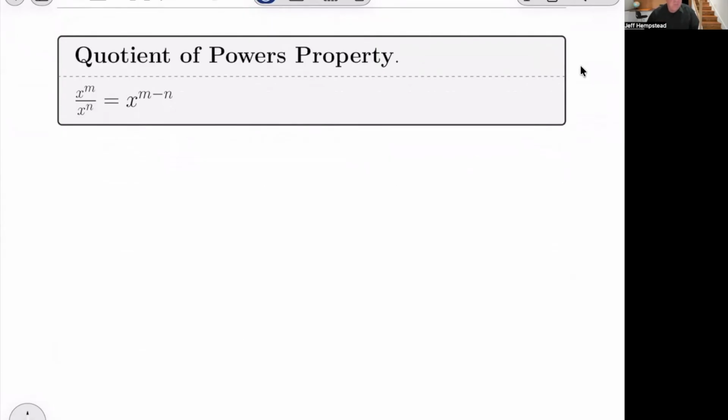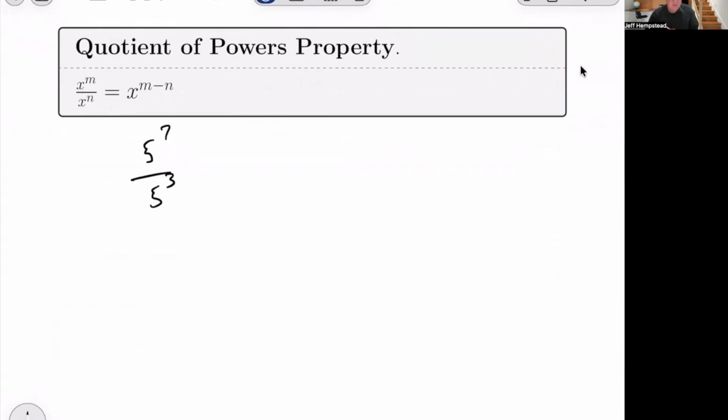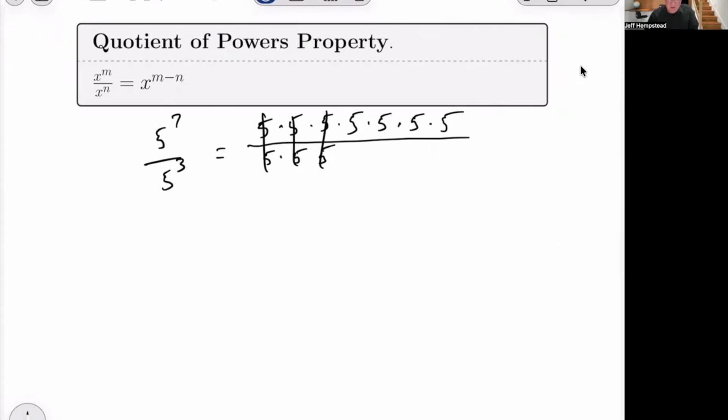Now we have our quotient of powers property. If we have a fraction that has a power in the numerator and a power in the denominator, the bases have to be the same. I can subtract the exponents, and here's how that goes. Suppose I have 5 to the 7th power divided by 5 to the 3rd power. If it's multiplication all the way across, I can divide out things that match exactly. I have nothing left in the denominator.